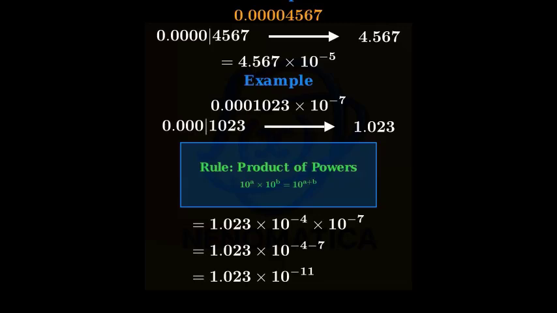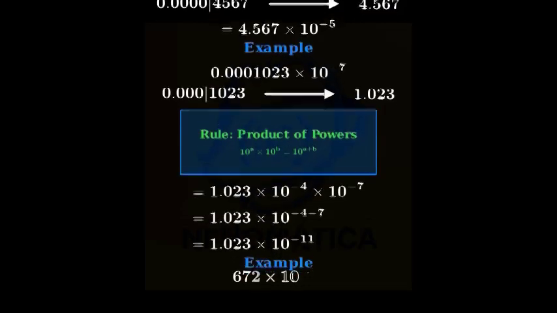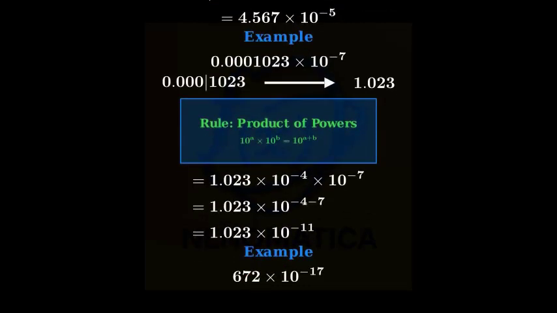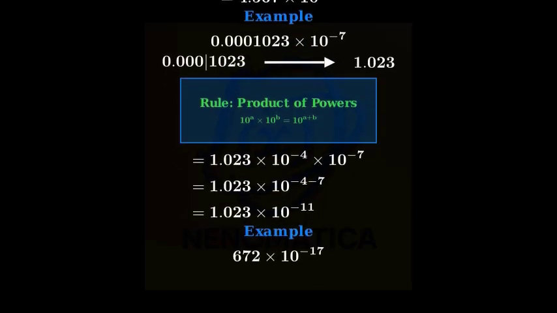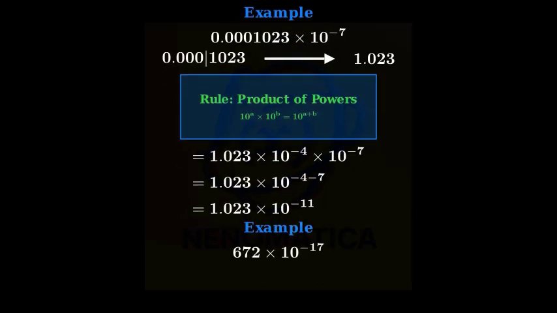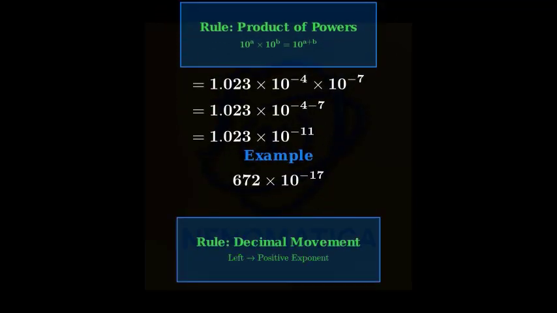For our final example, we have 672 times 10 to the power of negative 17. Here, we have a number greater than 10 multiplied by a power of 10. To convert 672 to scientific notation, we need to move the decimal point 2 places to the left to get 6.72. When we move the decimal point to the left, we use a positive exponent. So 672 is equal to 6.72 times 10 to the power of positive 2.